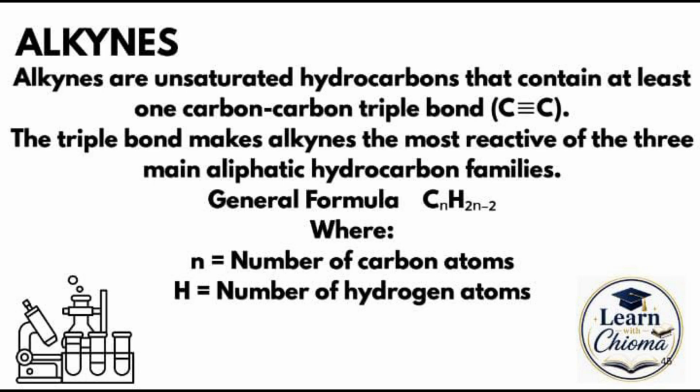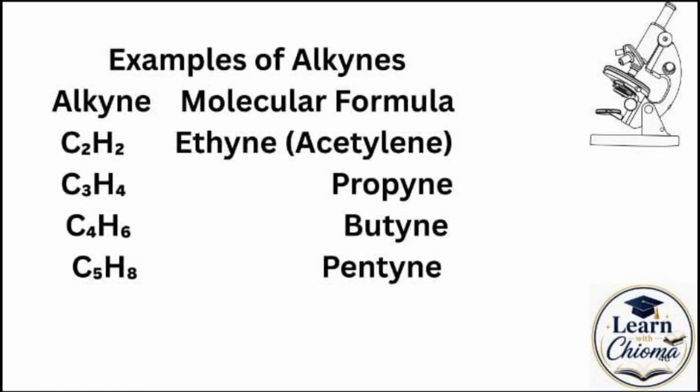This triple bond stores more chemical energy than a single or double bond and makes alkynes more reactive in many chemical reactions. Like alkenes, alkynes undergo addition reactions because the triple bond can open up and combine with other atoms or molecules. Alkynes follow the general formula CnH2n-2. For example, the simplest alkyne is ethyne, also known as acetylene, with the molecular formula C2H2. Ethyne is widely used in industries because it burns with an extremely hot flame, making it ideal for welding and cutting metals.